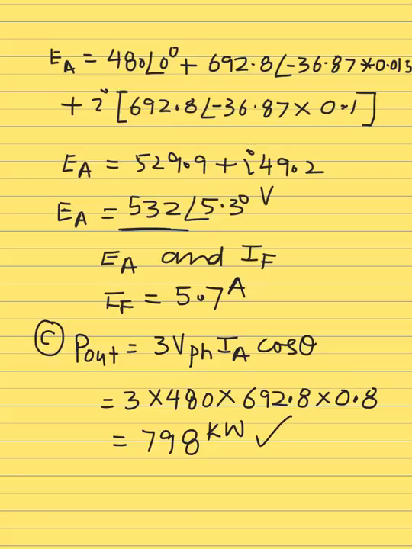Then it says how much power is supplied to the generator by the prime mover. So it's also looking for the input power supplied by the prime mover to the generator. And we're aware that P input is given by P output plus losses. And in this case, let's see what the amount of the losses is. So P input equals the output value calculated, 798 kilowatts, plus any losses.